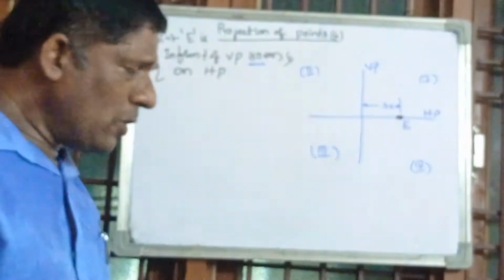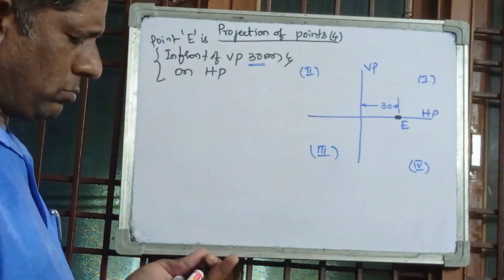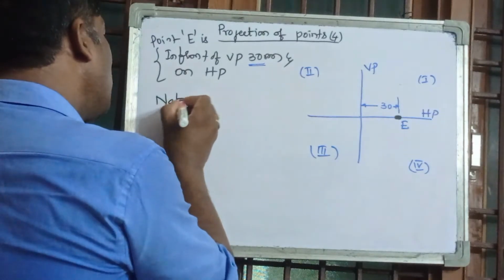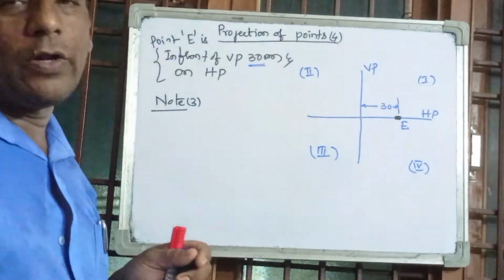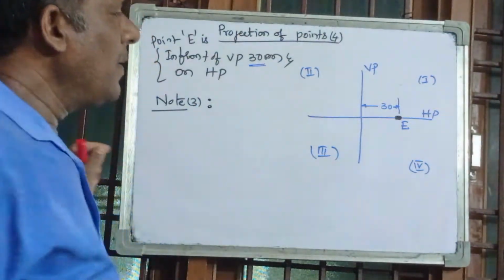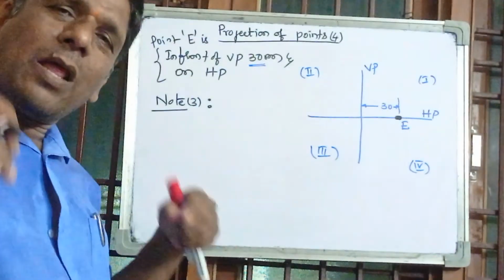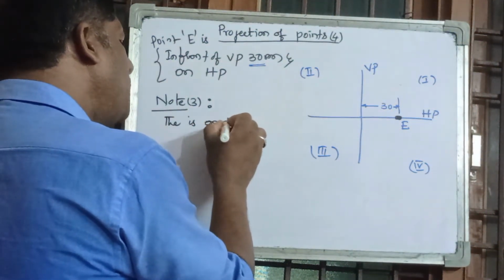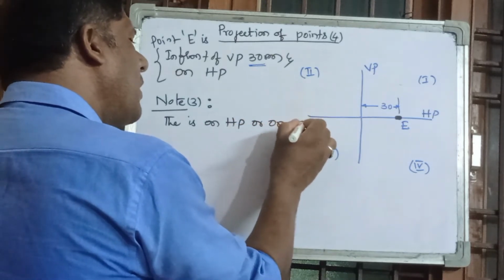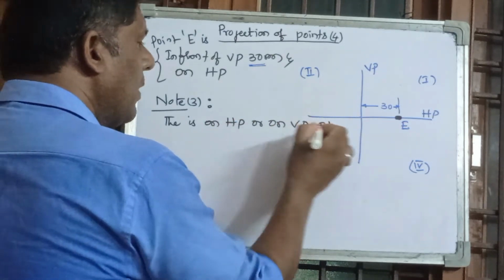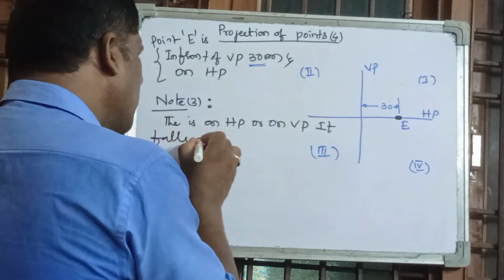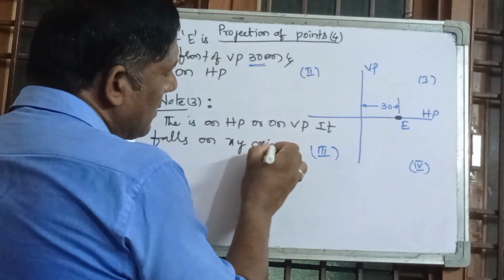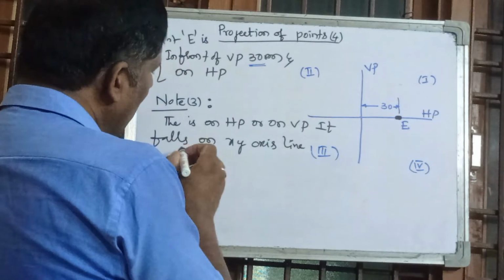So how to solve this problem? Once again you go for a note. I am writing here note 3. Already two notes we discussed. Note 3, what does it say? The point is on HP or on VP, it falls on the XY axis line.